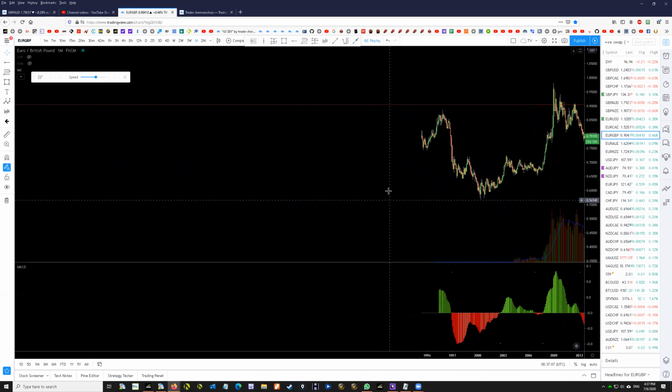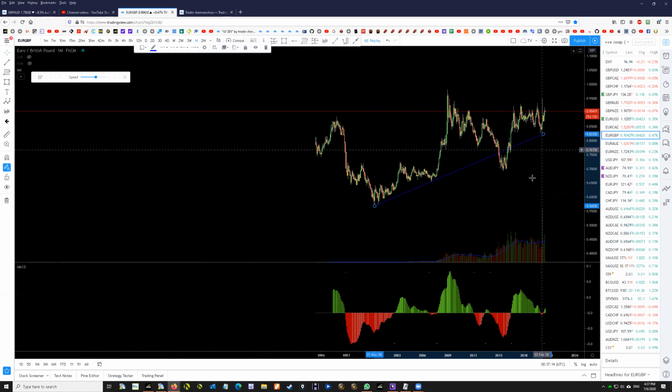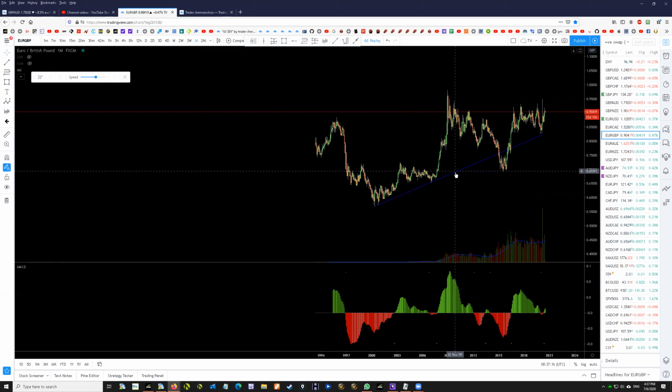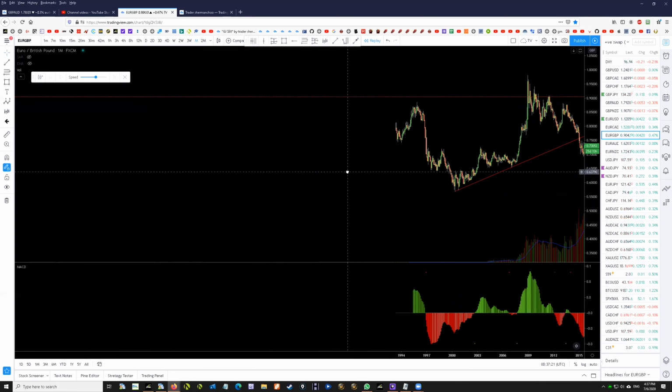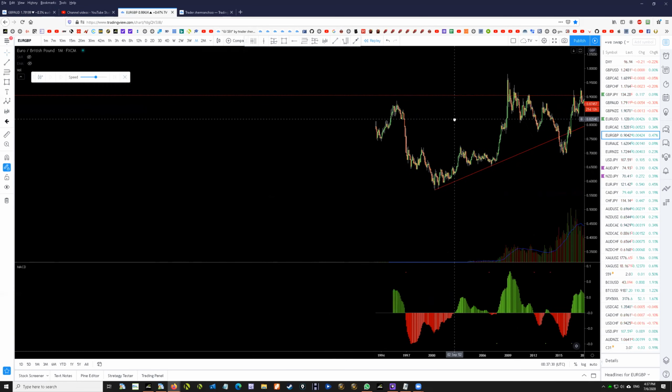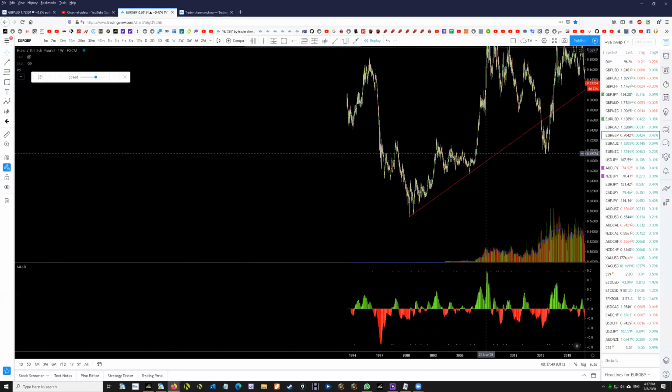Okay. So put a monthly trend line, like so. That is your monthly trend line. And for monthly, we're going to use a powerful color, we're going to use red. So that is your monthly trend line. Okay, so monthly trend line we have, let's go look at a weekly. So go to a weekly time frame.